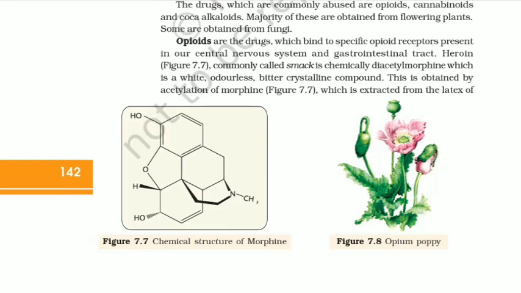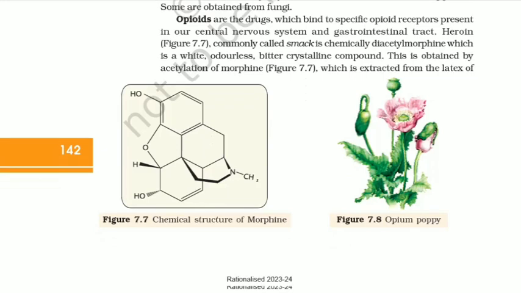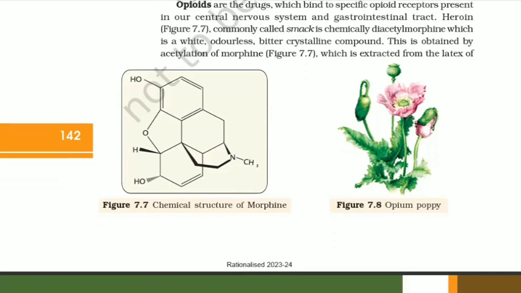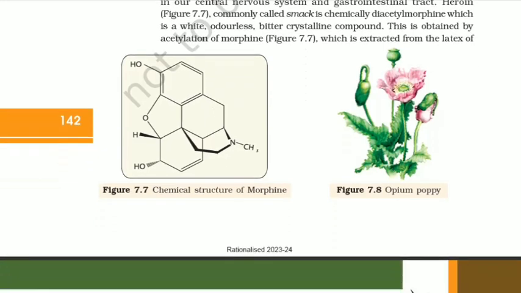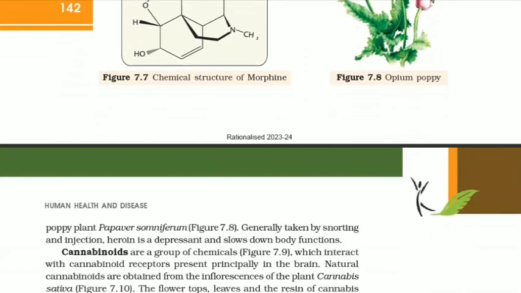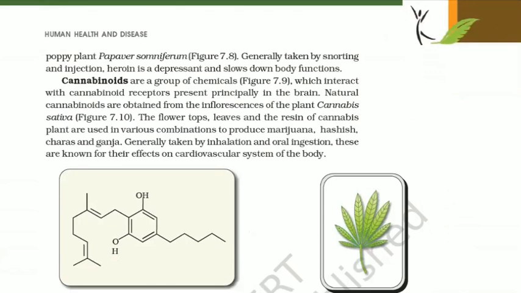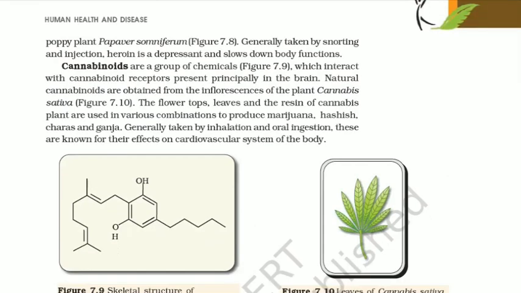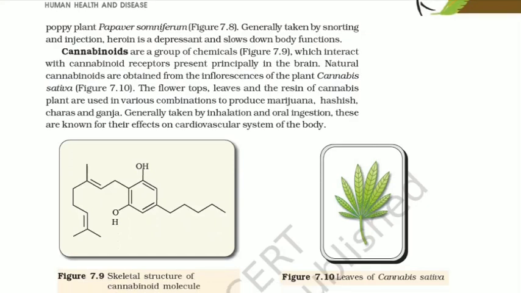Heroin, commonly called smack, is chemically diacetylmorphine, which is a white, odorless, bitter crystalline compound. This is obtained by acetylation of morphine, which is extracted from latex of the poppy plant, Papaver somniferum, generally taken by snorting and injection. Heroin is a depressant and slows down body function.